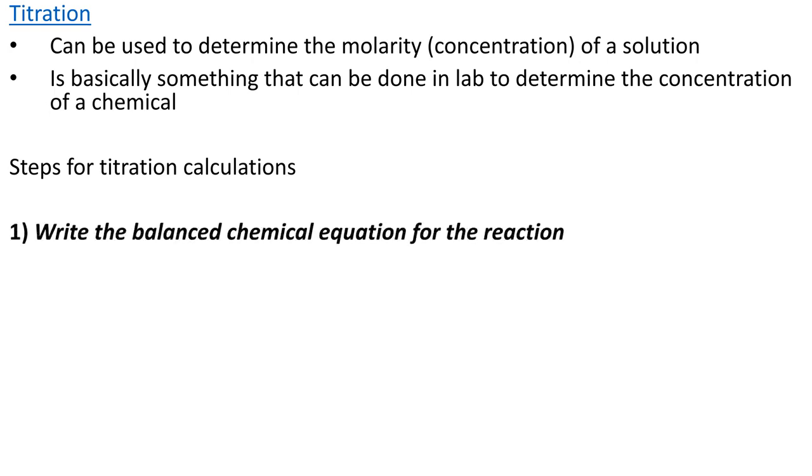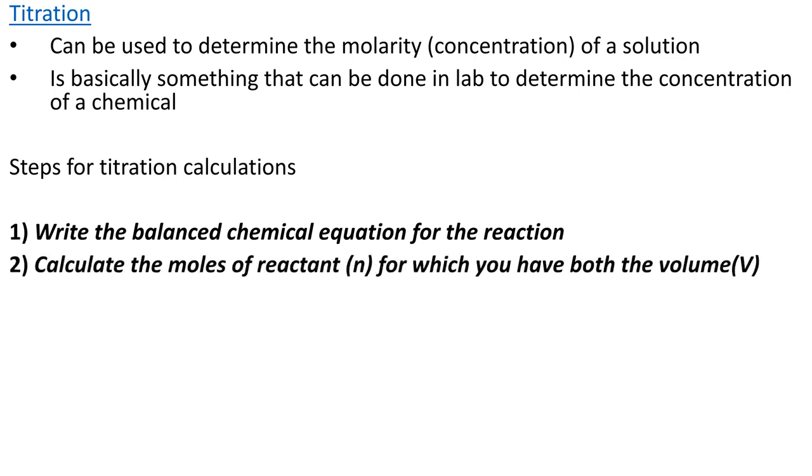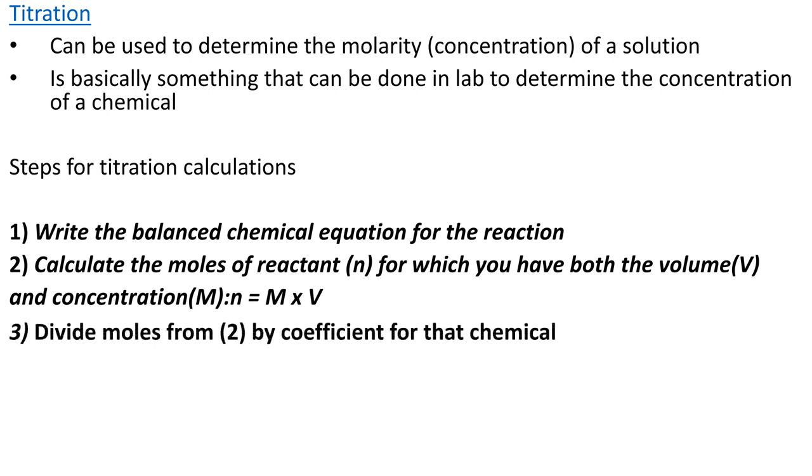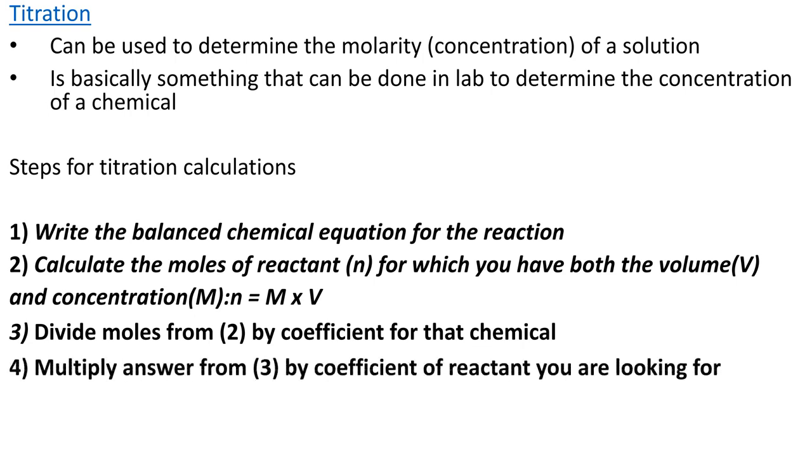All right, the first thing you want to do is write a balanced equation for the reaction they're giving you. Step 2: calculate the moles of the reactant for which you have both the molarity and the volume, and this will make sense once you see it. Step 3: divide the moles from step 2, which is right above it, by the coefficient for that chemical, kind of like stoichiometry. Step 4: multiply the answer from step 3 by the coefficient of the reactant you're looking for. So these two are basically, if you look at it carefully, like step 2 and step 3 for stoich.